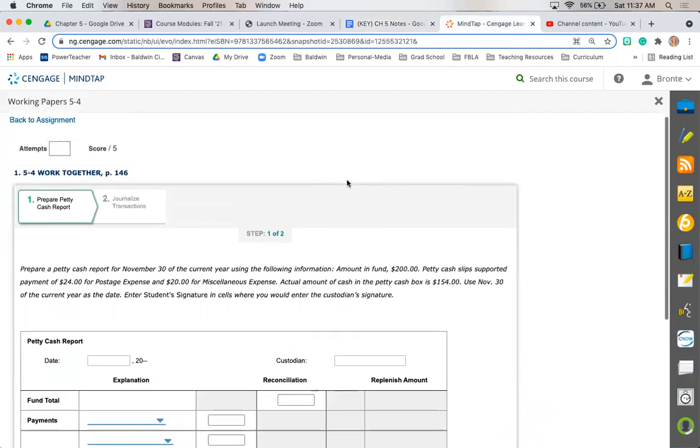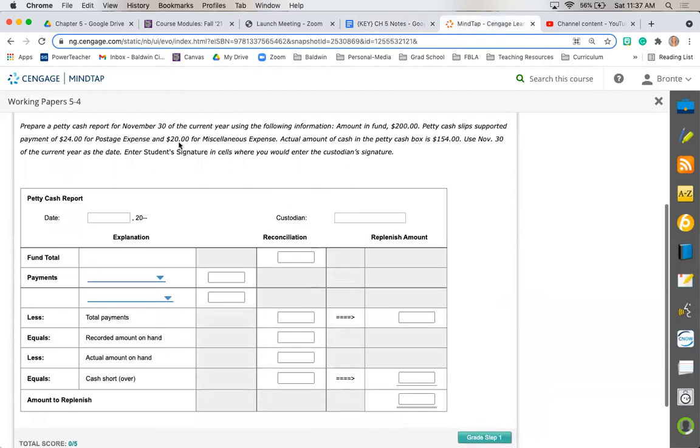All right, so working papers 5-4. We are preparing a petty cash report for November 30th of the current year using the following information. The total amount in our petty cash fund is $200. And we have 2 petty cash slips. One is for $24 and it should have been posted to postage expense. And then we have one for $20, which was just a miscellaneous expense. The actual amount of cash in the petty cash box is $154.